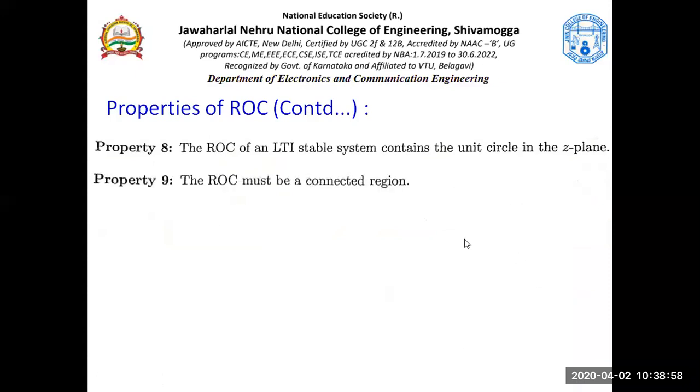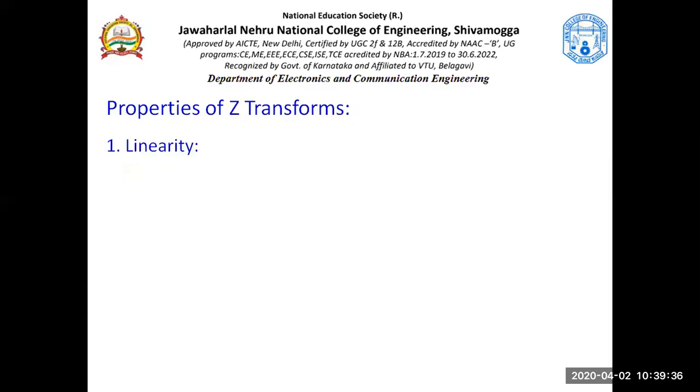The ROC must be a connected region, meaning there cannot be two separated regions of convergence. There can be just one region of convergence, and that region is very much connected. That is the meaning of the ninth property. Is that okay with you? These 9 properties you need to list if you are asked to list the properties of the region of convergence. With this, we'll move on to our next topic, the properties of the Z transform.